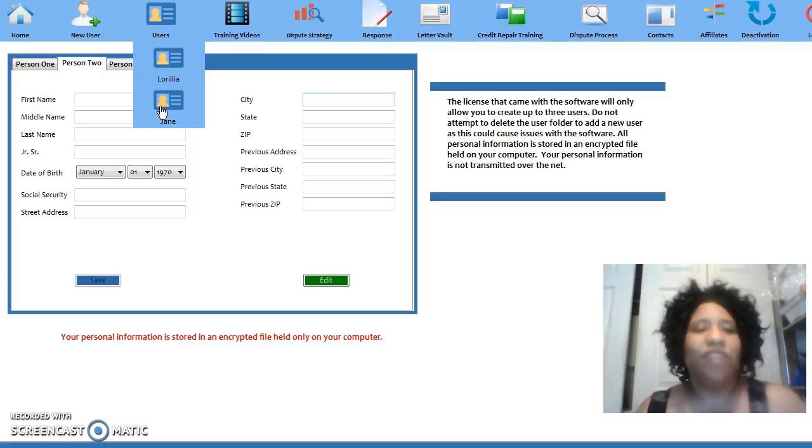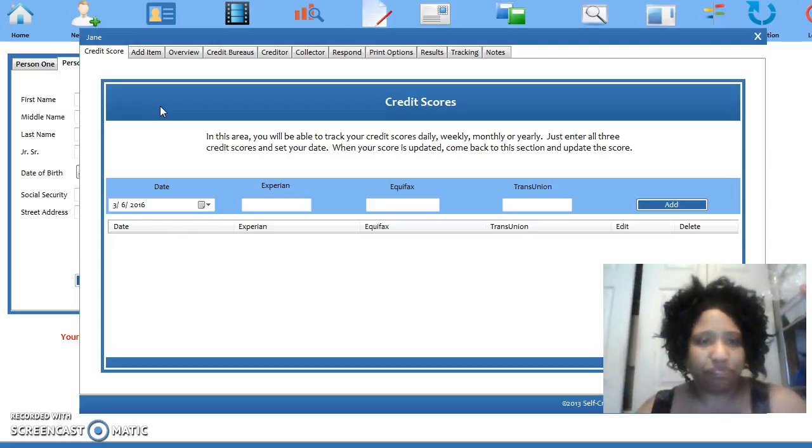Keep in mind, this software is for consumers only. It is not for individuals who are running a credit repair business. This is only for the end user, that consumer who is looking to educate themselves on financial literacy in terms of credit and debt and to rebuild their credit. So now I'm going to pull up Jane. And so there you go. Now this is everything in here that is going to track Jane's progress. As you can see, the date is already populated. Today is March the 6th, 2016.